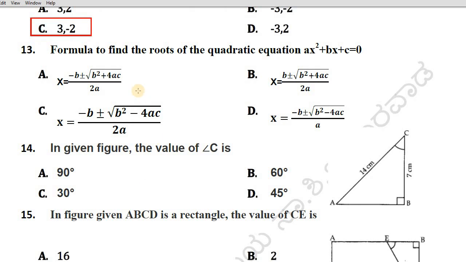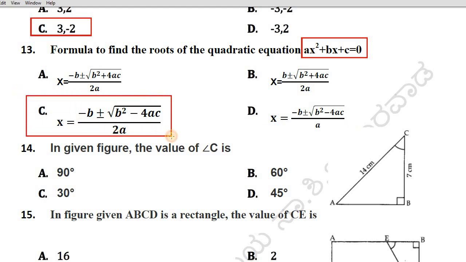Question number 13. Formula to find the roots of the quadratic equation ax square plus bx plus c equals 0. Children, this is repeated in the maximum number of model question papers. I may say it is very, very important. So here you want to identify the quadratic formula. That is x equals minus b plus or minus root of b square minus 4ac, by 2a. It is present in option C. Minus b plus or minus root over b square minus 4ac by 2a. This is the correct one.